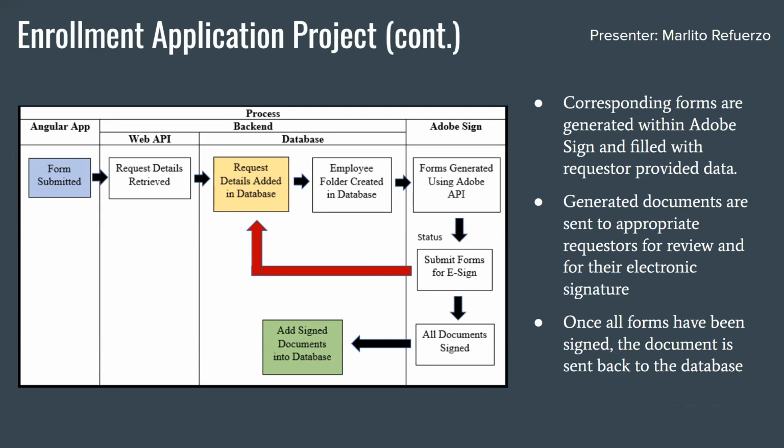Right. So afterwards, corresponding forms that were requested by the user will be generated within Adobe Sign, where all the previously entered information by the user will be auto-filled into the document. After the first initial review and signing from the main user, the generated document will be sent to other appropriate requesters for another review and for their electronic signature. Once all of those forms have been signed, the document is then sent back into the database. Next slide.